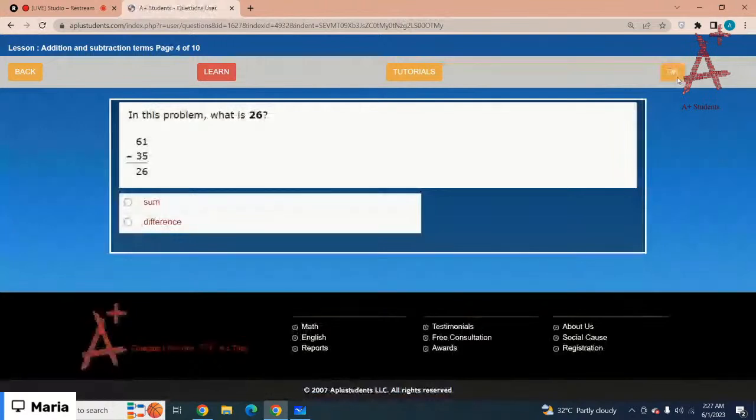In this problem, what is 26? 60 minus 35. What is 26? Is it sum or difference? 26 is the difference of 61 and 35. Got it? 61 take away 35 equals 26. So 26 is the difference.